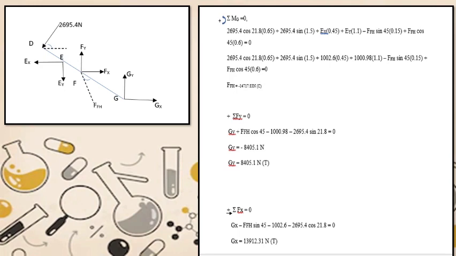And then after that we resolve dekat FY pula, kita cari jumlah FY pula. Masukkan semua yang ada dekat part CY ni ke dalam FY ni, and then we will get 84,8405.1 Newton. And then sama je seperti X, kita ambil from part CX tu, from point G kita ambil, and then we will get 13912.31 Newton. Dia akan jadi tension juga.